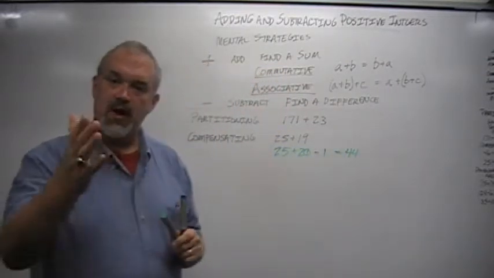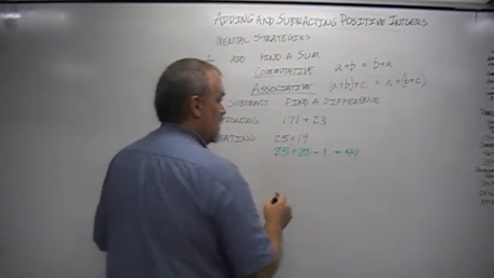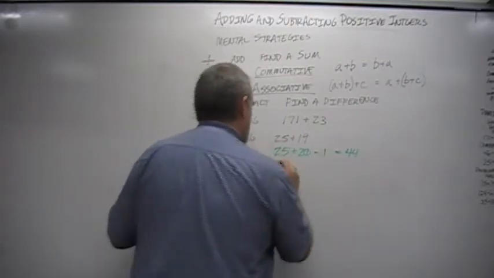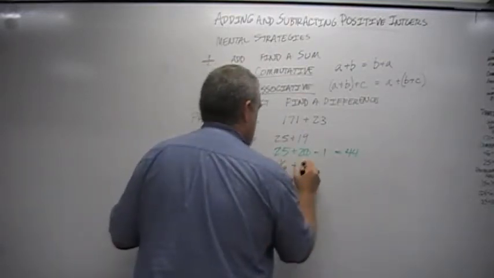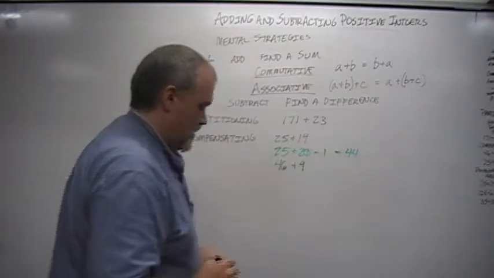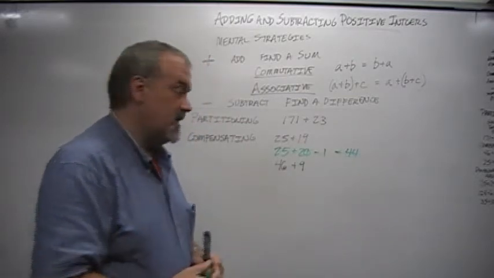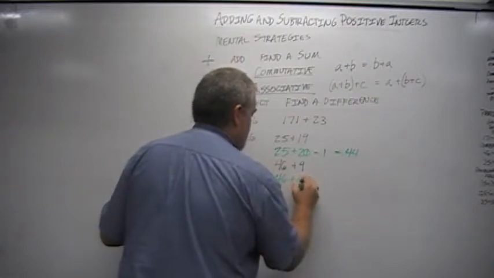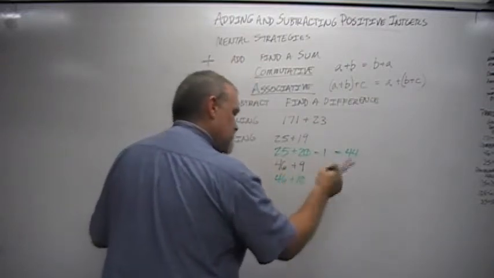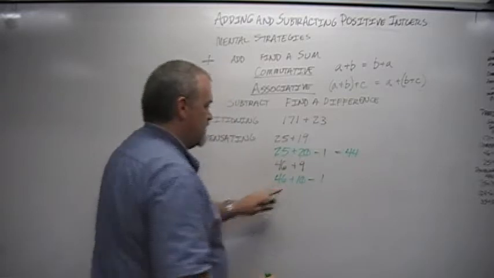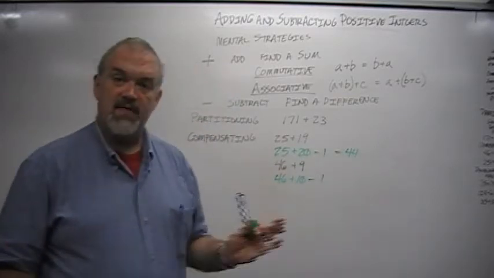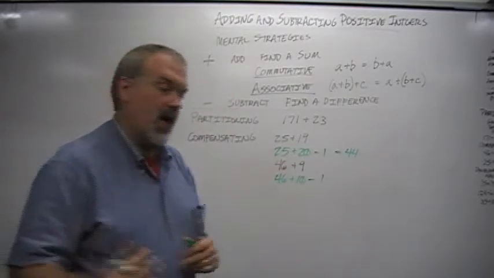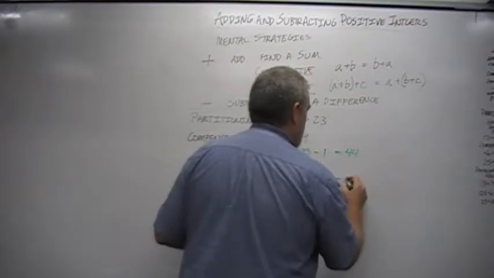Okay? Let's do another example. We'll do 2 more examples. 46 plus 9. Now, we can make that problem just a little bit easier by saying 46 plus 10. But again, we went up 1, so we've got to take that 1 back away. So 46 plus 10 is 56, and then we take the 1 away, and we get 55.